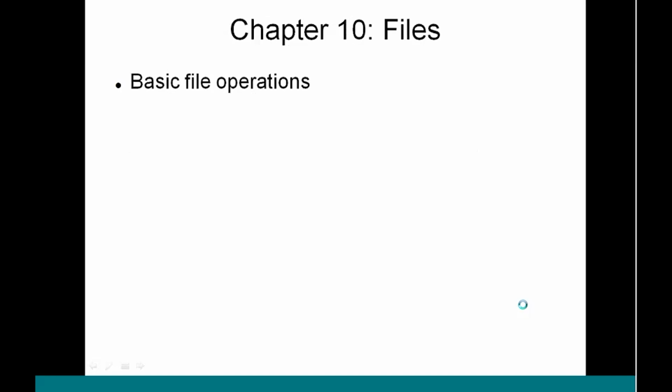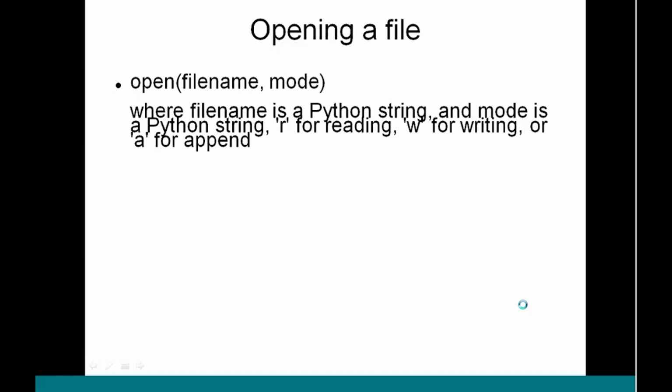So now we come to the files section. Here we are going to just talk about some basic file operations. So quick commands, how do we open a file? The command is open and then we just specify the file name and the mode. The file name is just a Python string, and the mode is also a string: R for reading, W for writing, and A for appending.